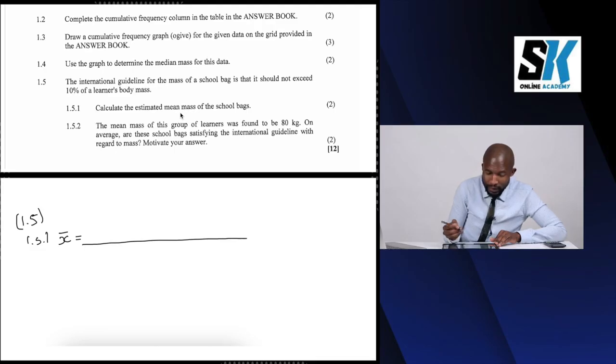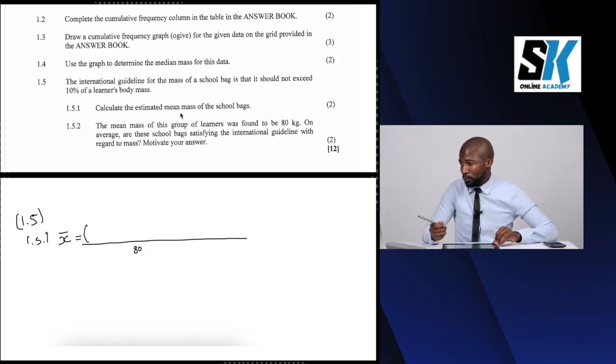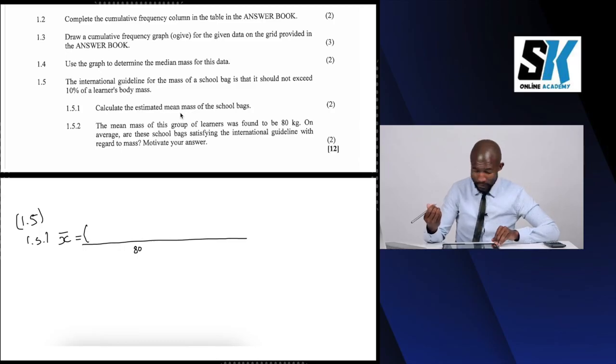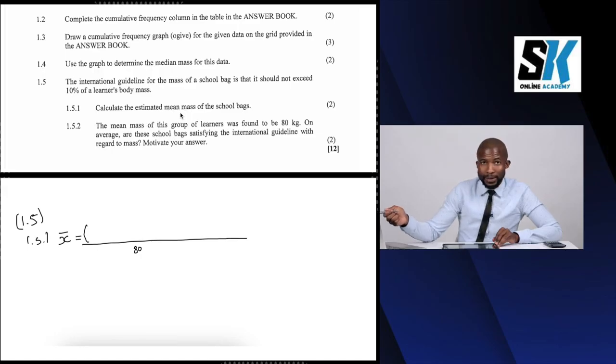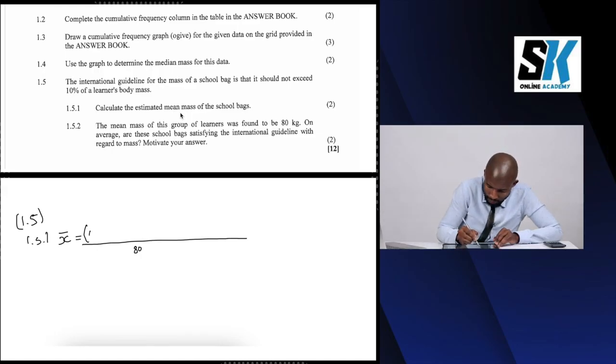So I'm just going to draw a line. We know that we're going to divide by the 80. So on our numerator, this is what we do. We're going to multiply. Where it says mass, if we check the first interval, it's between 5 and 7. The midpoint of 5 and 7 is going to be 6. So we're going to say 6 times 6, and then add that.